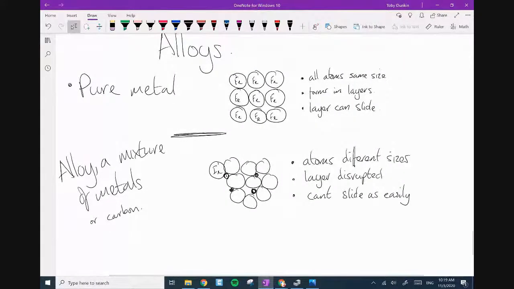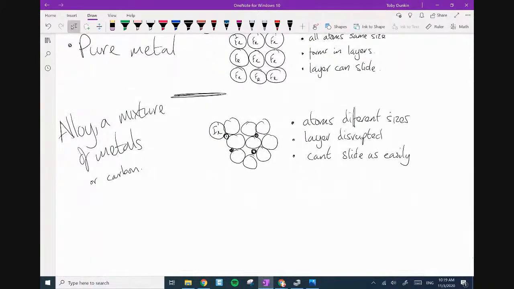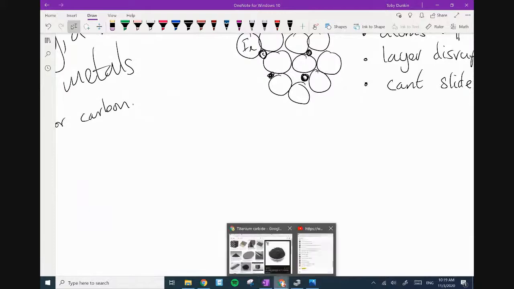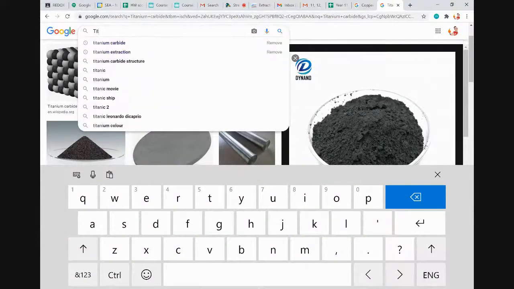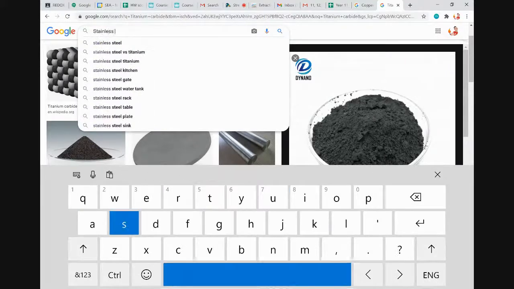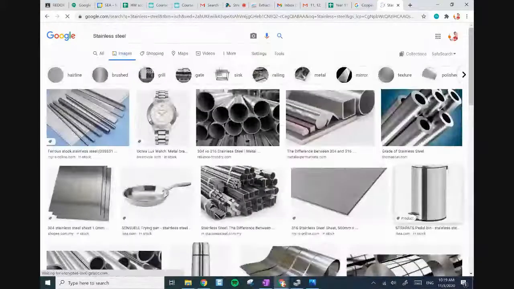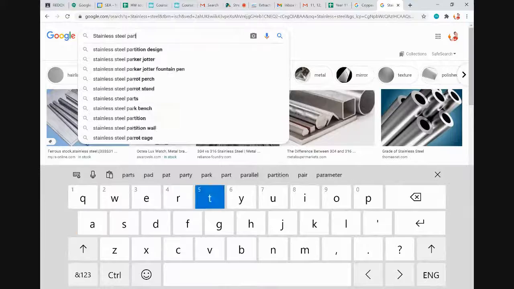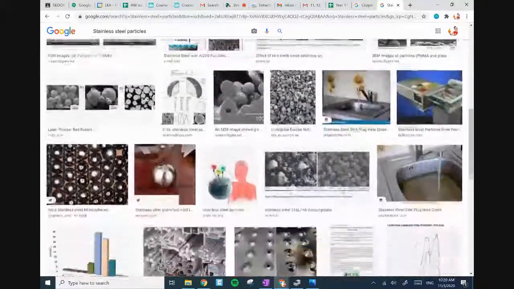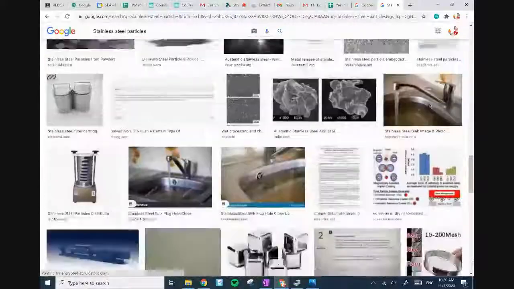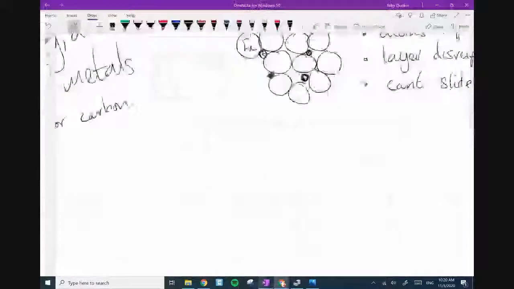So alloys are designed to increase the strength. You can also add other metals in to give other properties. So stainless steel, just to show you what stainless steel looks like, because it has another thing in it. They add chromium. Stainless steel. I want particles. They're going to give me something with a picture? No, they're so not going to, are they? They're not going to give me the diagram I want. Of course they're not.